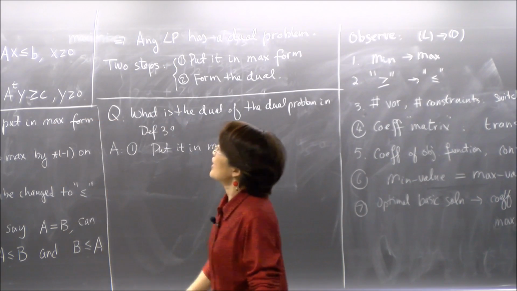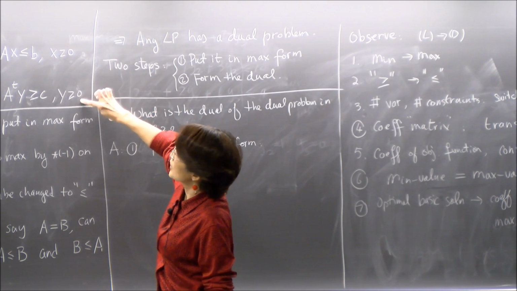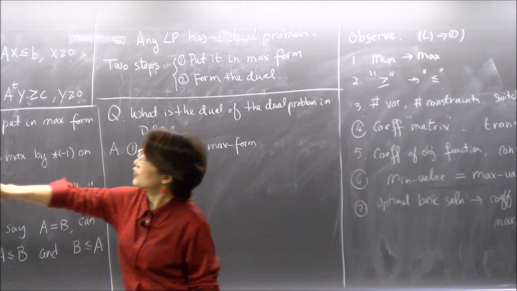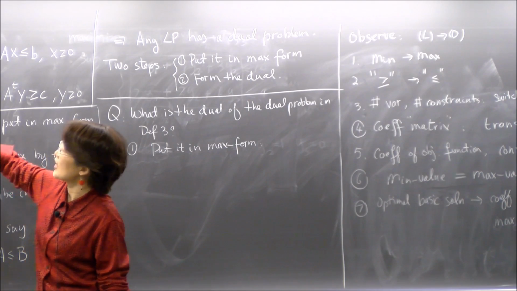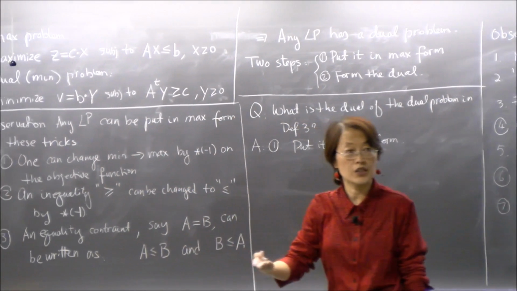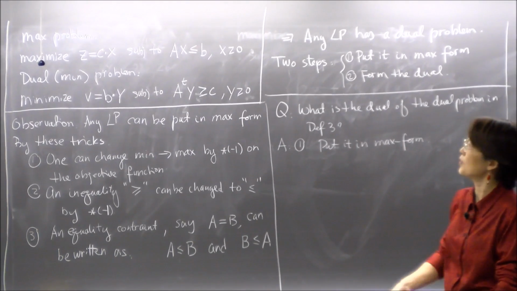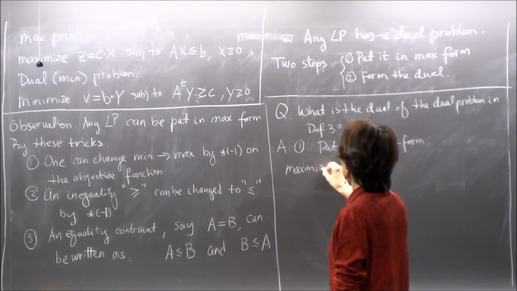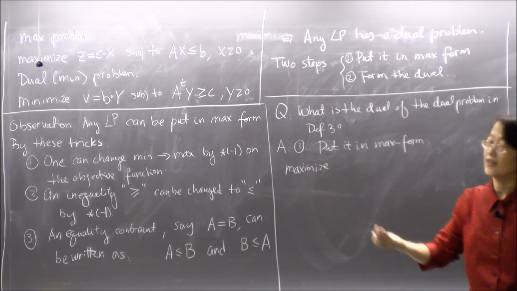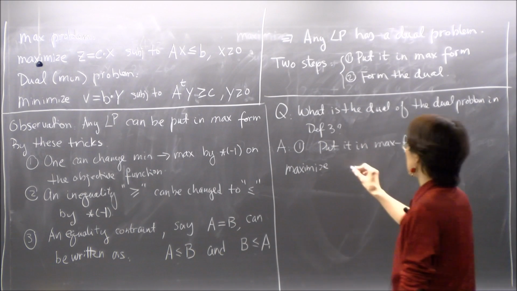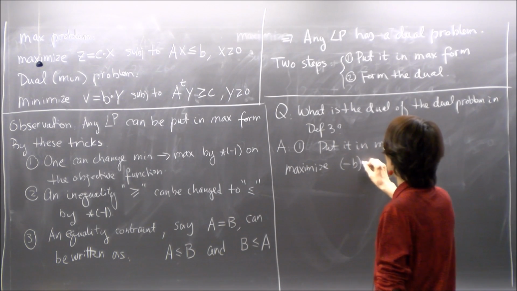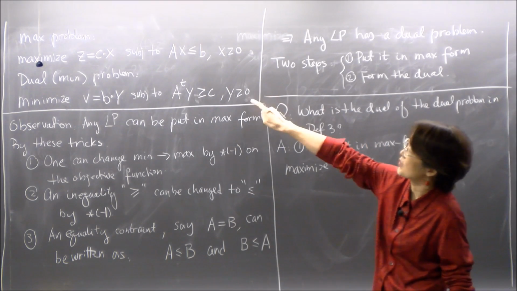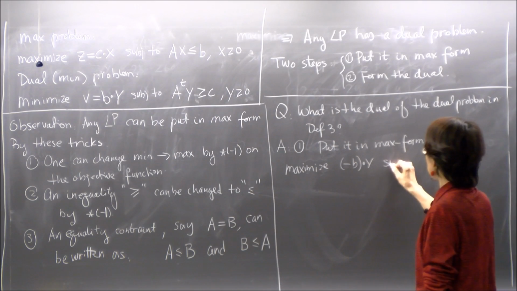So I have the original max problem. Its dual is this one. Now I'm doing the dual of this problem. I want to see what I get. So first I observe that I have a minimization. So I need to change it into max, right? I want to put it in a max form. So I will change it into maximize by multiplying by -1 on it. So maximize negative b dot y. Is that right? Subject to.